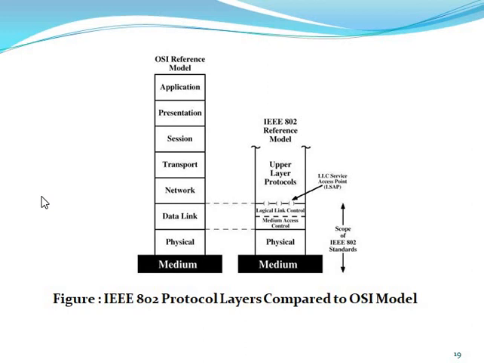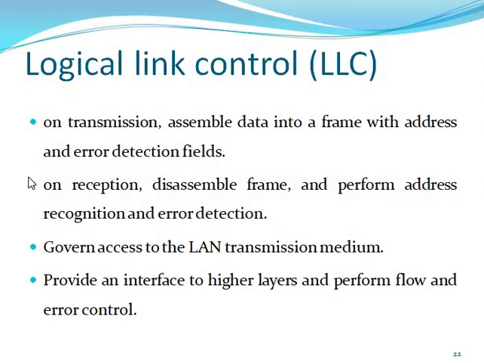Then the upper layer of the physical layer is the logical link control. The logical link layer manages all the frames, converts bits into frames, handles address recognition, and the error detection field is used to perform address recognition, error detection and error correction. So this is the work the logical link mostly manages.